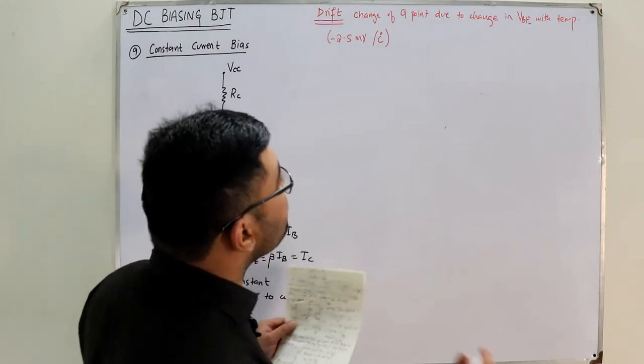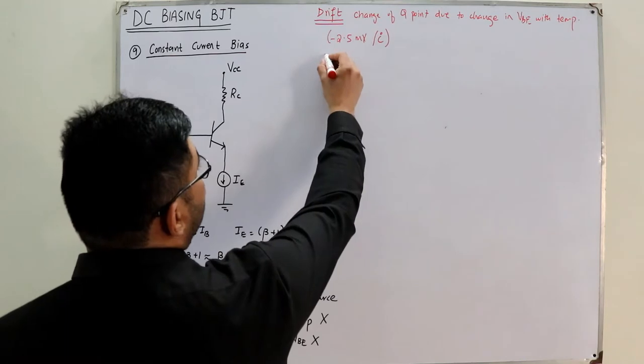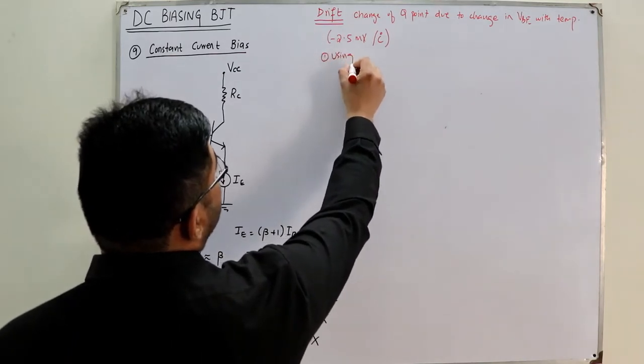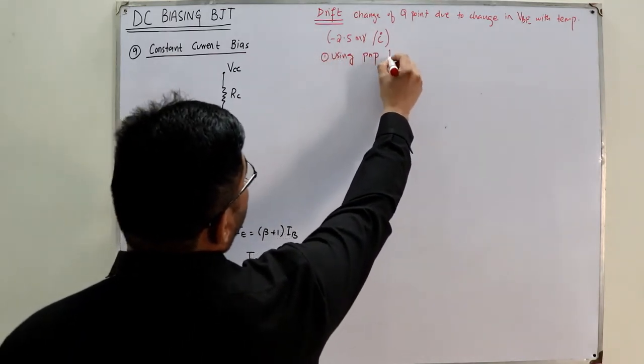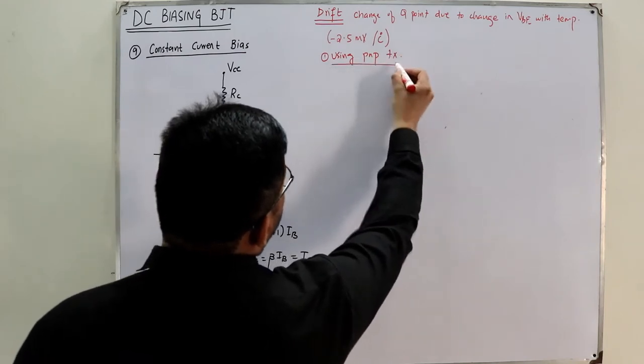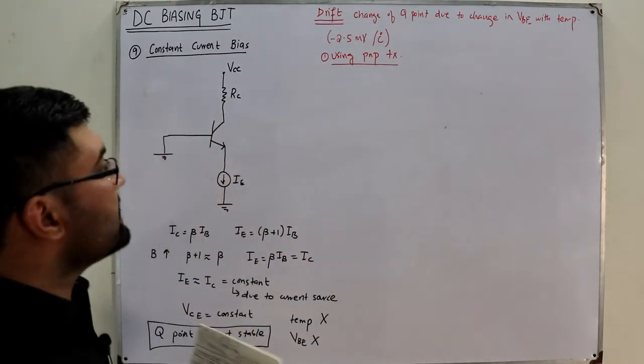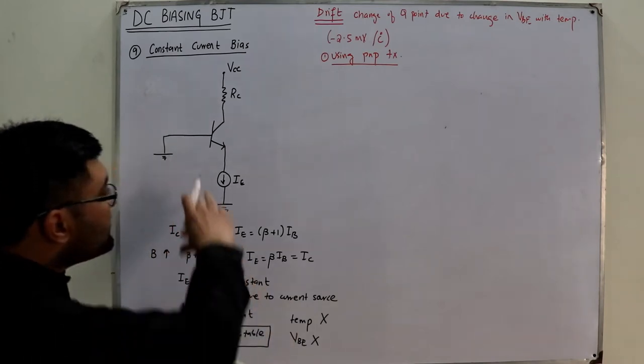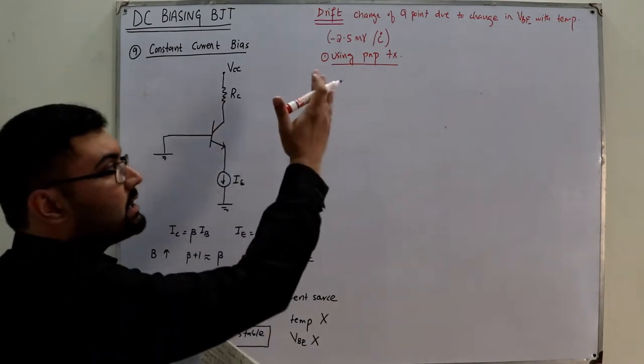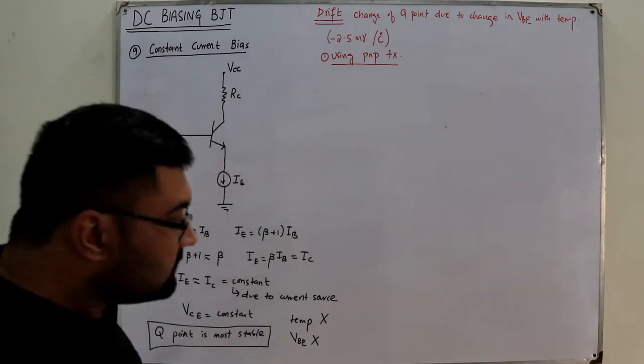There are two methods generally written in the books. Number one is using a PNP transistor. Now, why have I written PNP transistor over here? Because the reference transistor that we always take is an NPN. If the reference transistor you are using in your circuit is a PNP, then with that you couple an NPN transistor, right? How is that?